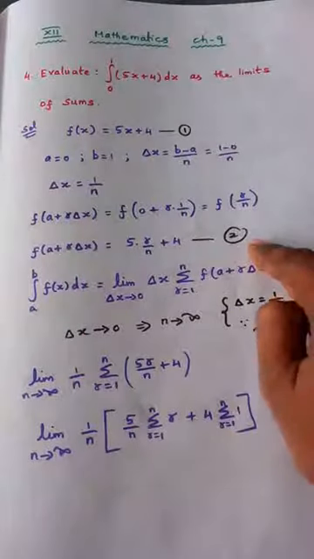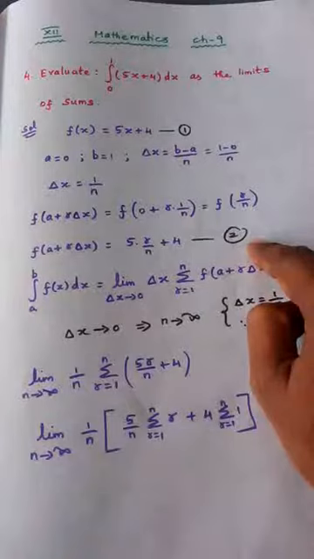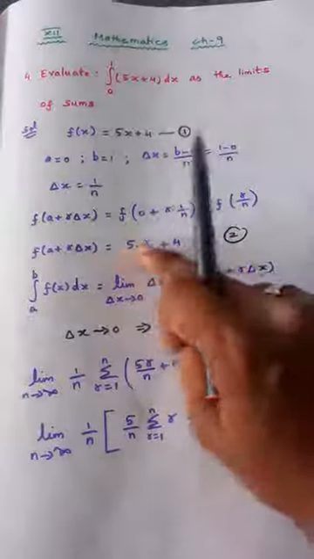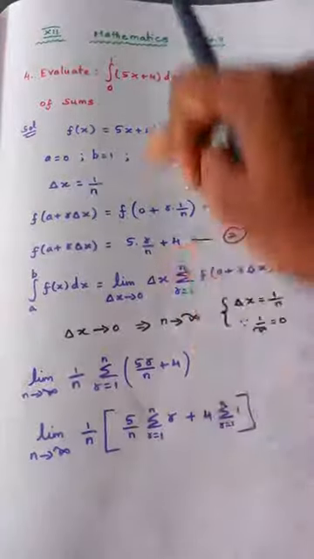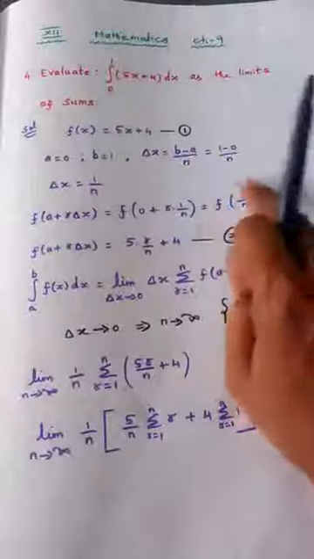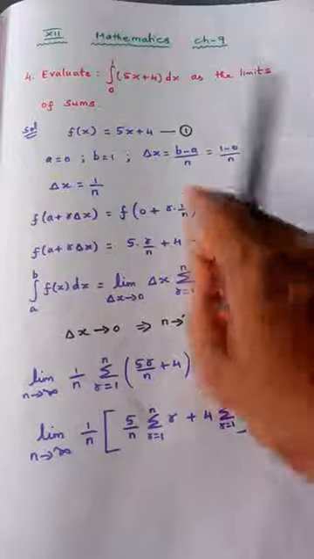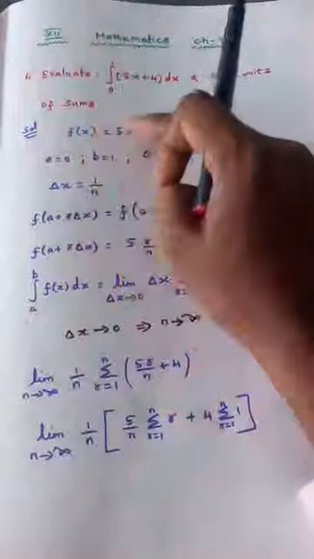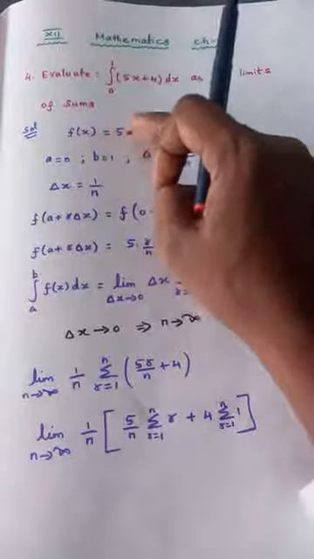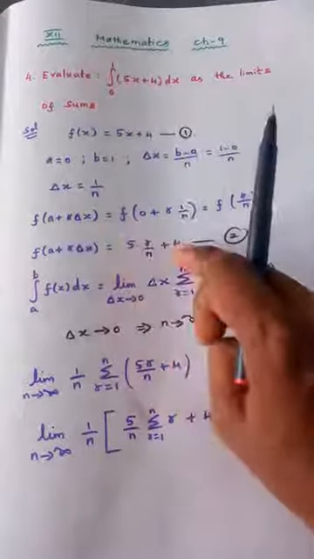Just understand how I am calculating f of a plus r delta x. The second equation is obtained using the first equation. This is what we want. We have f of x, and we want f of r by n. So put r by n in place of x. So here also r by n, 5r by n plus 4.